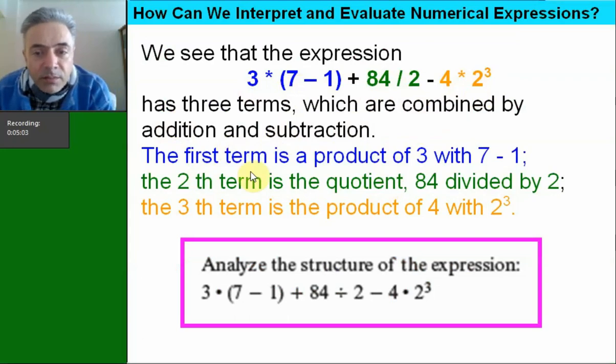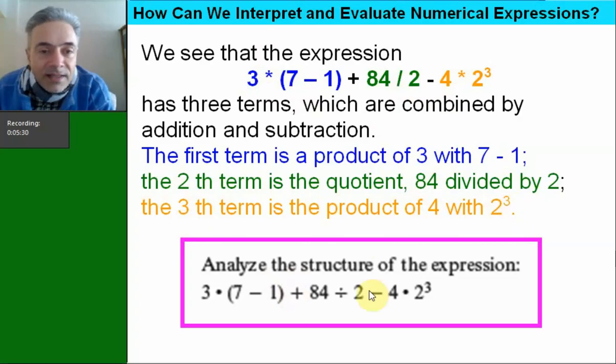So the first term is a product of 3 with 7 less 1. The second term is the quotient between 84 divided by 2. And the last term is the product of 4 with 2 elevated to the third power. So you see here three terms.